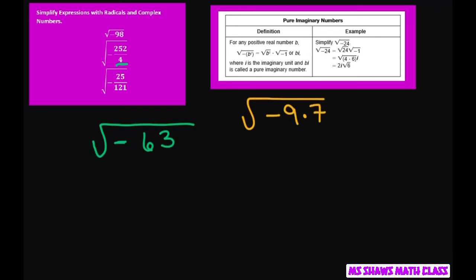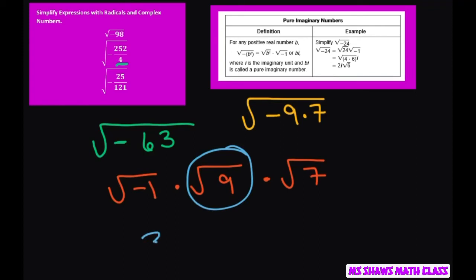Alright, so we get square root of negative 1 times square root of 9 times square root of 7. Square root of 9 is 3. Square root of negative 1 is i. And then we're left with square root of 7. So that's how you would write that.